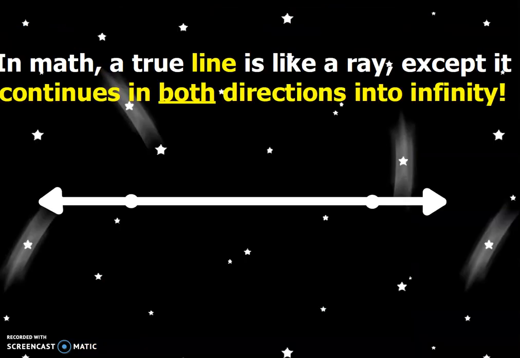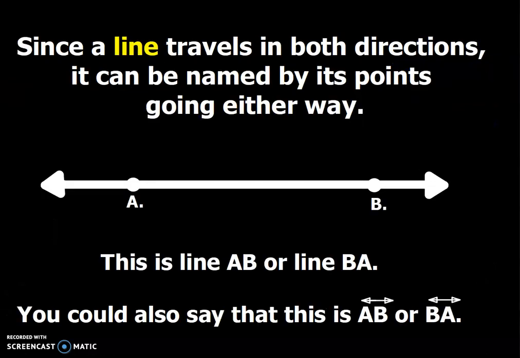In math, a true line is like a ray, except it continues in both directions to infinity. So instead of having a starting point like the sun, it goes on forever in both directions, like a number line. And then these are made of many points on this line that we don't see. When we name them, we draw 2 points. We don't put the letters by the arrows. We put them on points on the line. So a line continues in both directions.